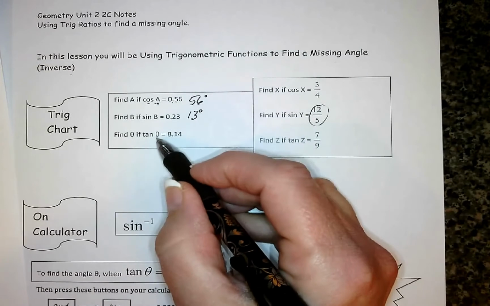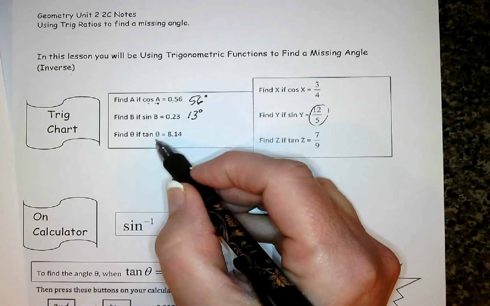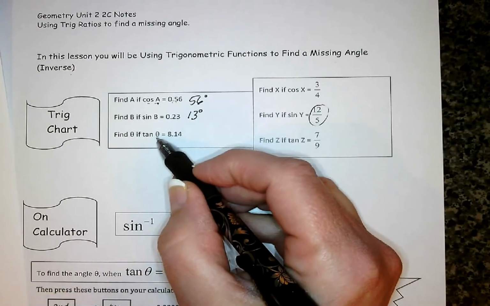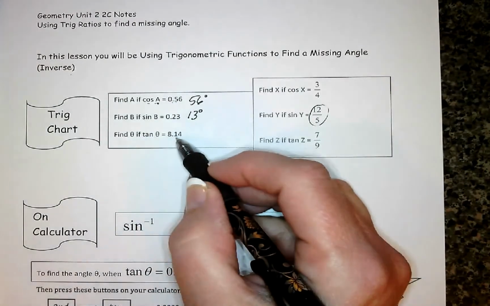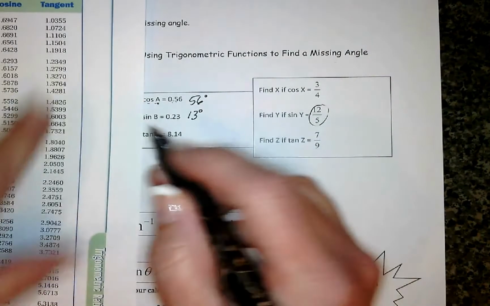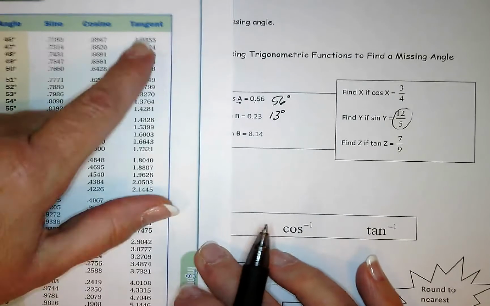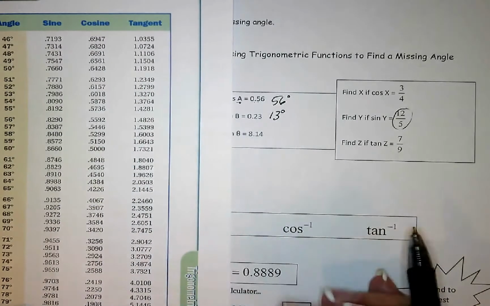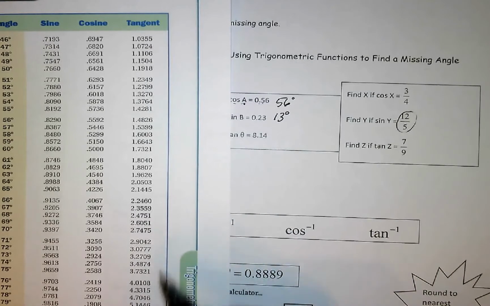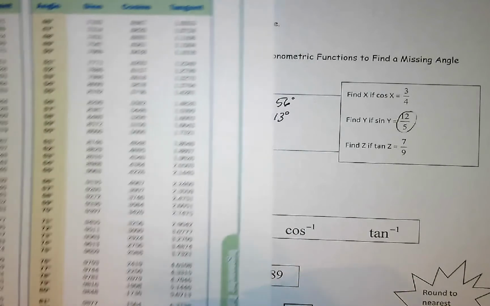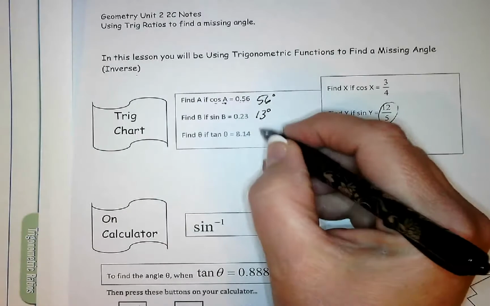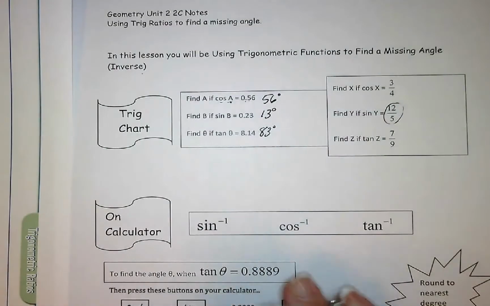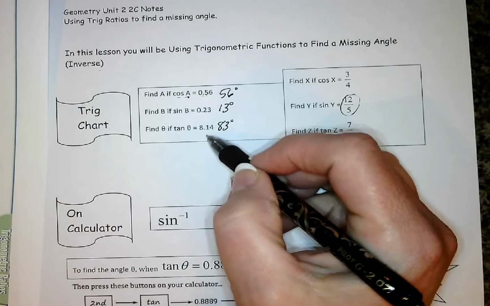Okay, tangent of some angle. This is a Greek symbol called theta. It's used often in place of an angle. So I look under the tan column for 8.14. Here's my tan column. Look under there to 8.14. You can see here's 8.14, and that comes across here to angle 83 degrees. So that's 83 degrees. So that's if I know the decimal forms.